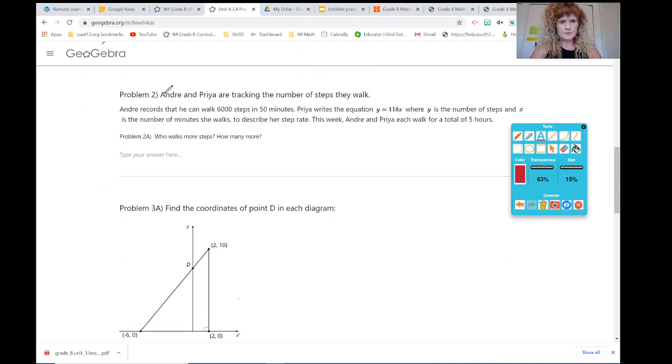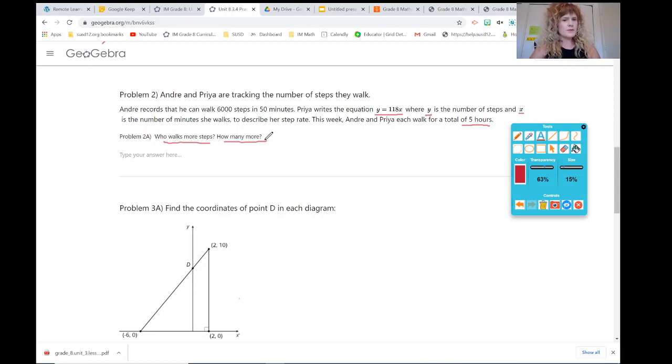Problem number 2. Andre and Priya are tracking the number of steps they walk. Andre records that he can walk 6,000 steps in 50 minutes. Priya writes the equation y equals 118x, where y is the number of steps and x is the number of minutes she walks, to describe her step rate. This week, Andre and Priya each walk for a total of 5 hours. Who walks more steps and how many more?